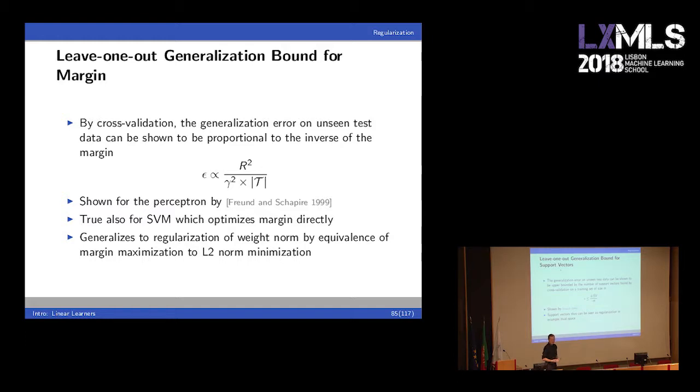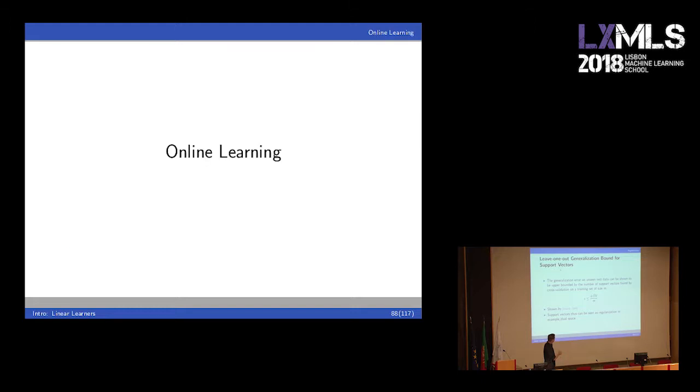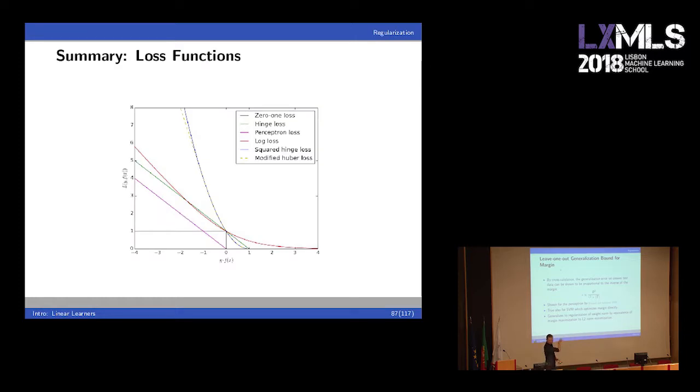But this can be shown formally, right? So I'm not just giving intuitions. All of those things, you can look up in the Vapnik book, and you can look up this proof in Freund and Schapire. So I'll have a little list of references in the end.